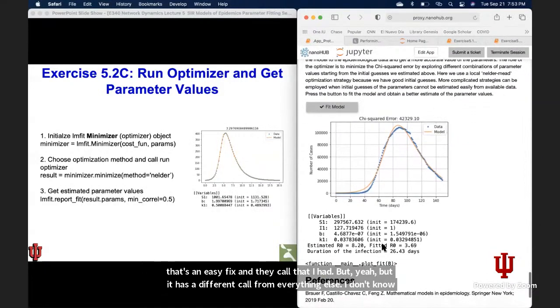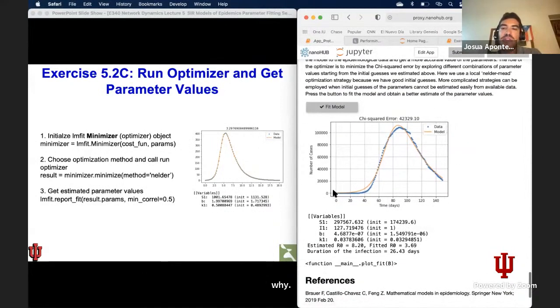Right. So here you can see when this is finally run, it refines the parameter values. From the estimated R naught that we had at the beginning, which was 8.20, now we have a fitted R naught of 3.69, and we estimate from this data that people remain in an infectious state for 26.43 days.